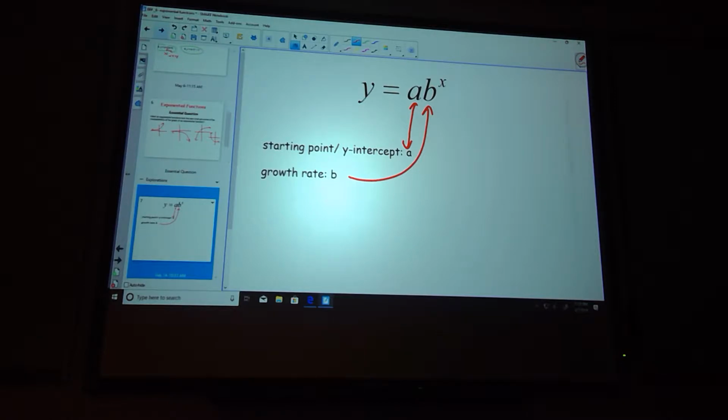So can you already see how it looks a little different? My exponent is a letter now. My exponents before had been numbers, but now I'm actually going to have it as a variable. Cool?